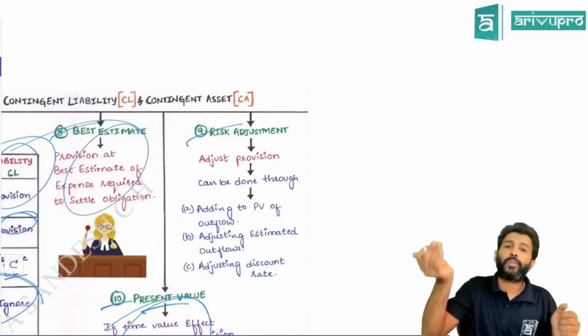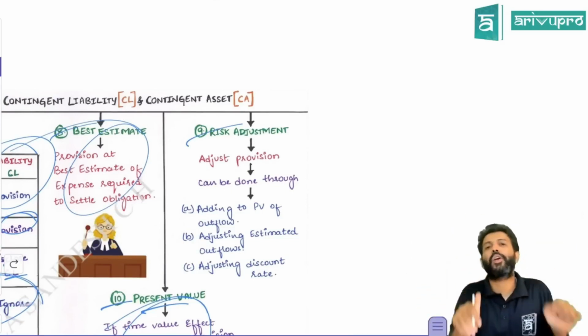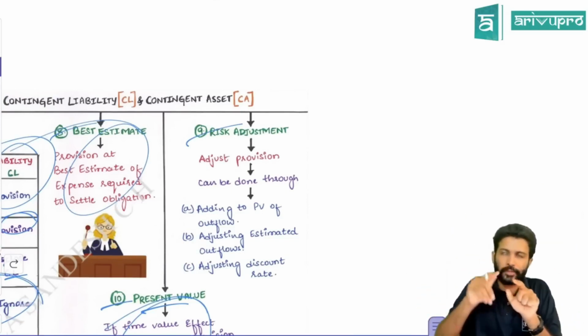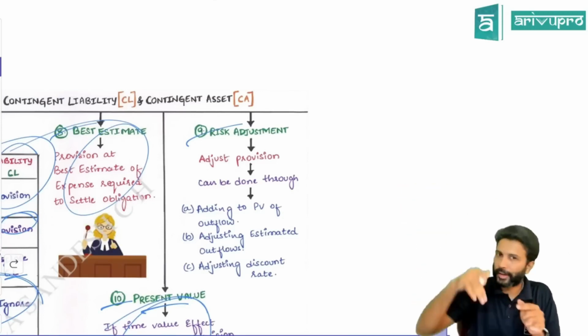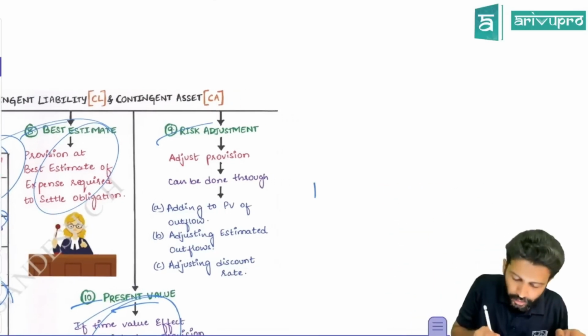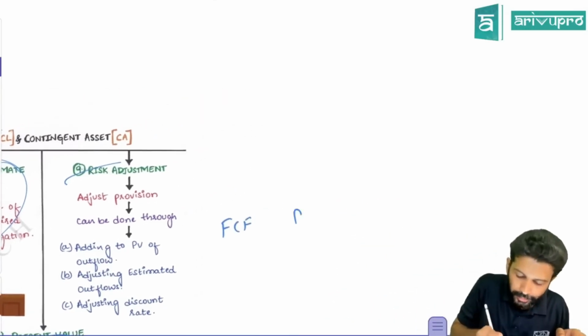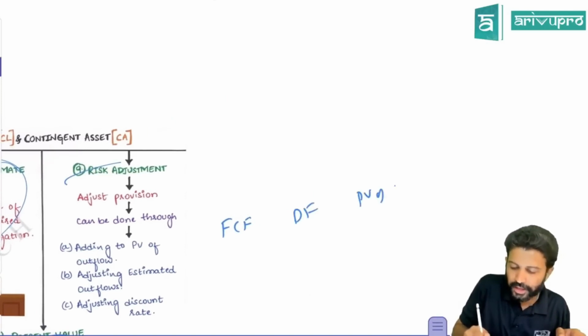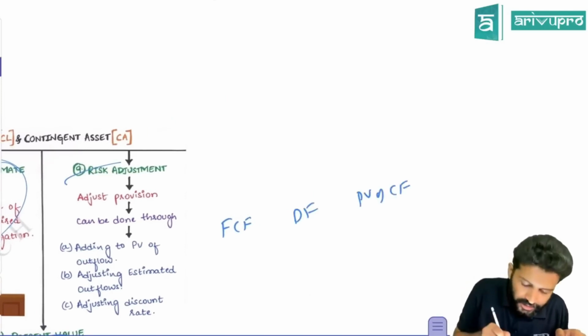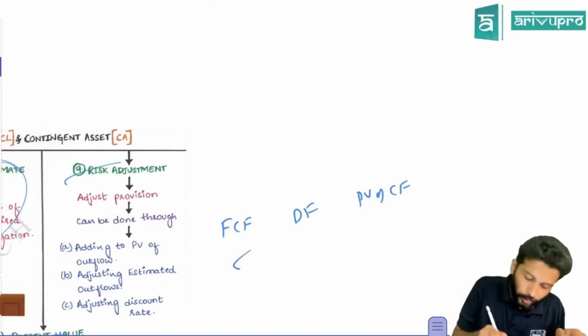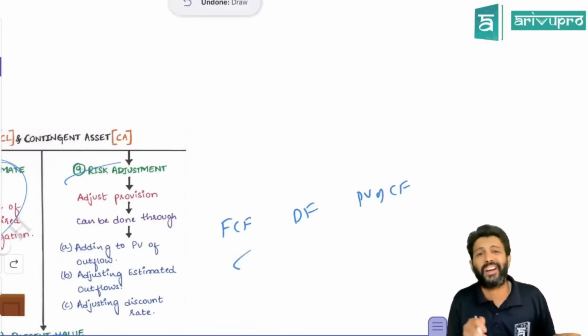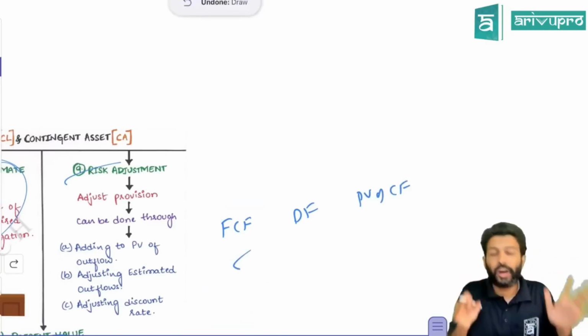Or how do you find out the provision? Let's say you're finding out the present value, because the provision is settled beyond 1 year. How do you find out present value? Take the future cash flows, multiply by the discount factor, then you will get the present value of cash flows, right? You can adjust the discount factor here. In the future cash flows only, you can give the risk adjustment factor.